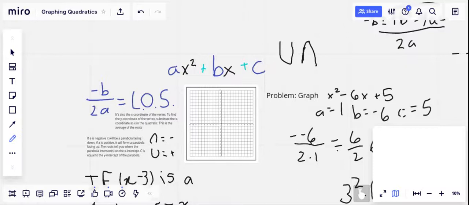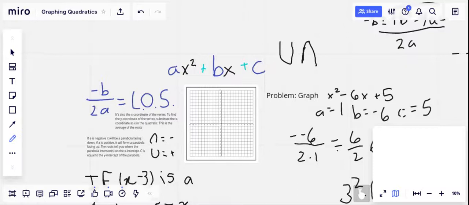If the coefficient of the x squared term is negative, the parabola will be facing down, meaning it will be like an upside down U. And if a is positive, then it will form a U, or a pot, basically.